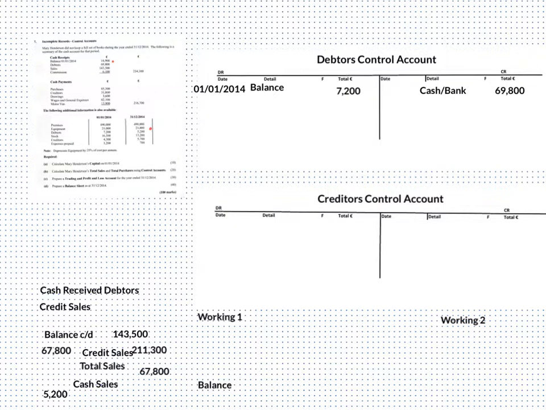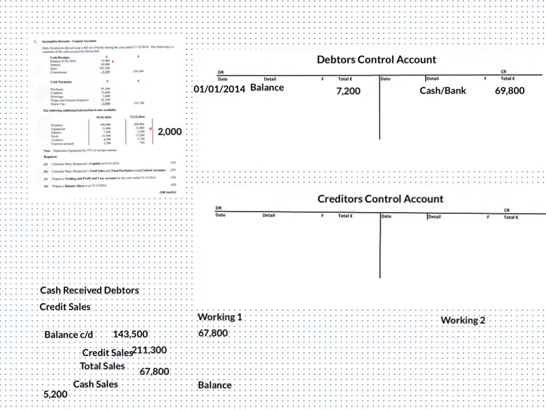So throughout the year, we can see that our debtors was 7,200 at the start of the year, and then reduced to 5,200 at the end of the year. So that is a decrease of 2,000 euro. So what we need to do now is relate this 2,000 euro to our 69,800. So if our debtors decreased, it means we subtracted from the 69,800, which leaves us with 67,800. So that's where the 67,800 came from.